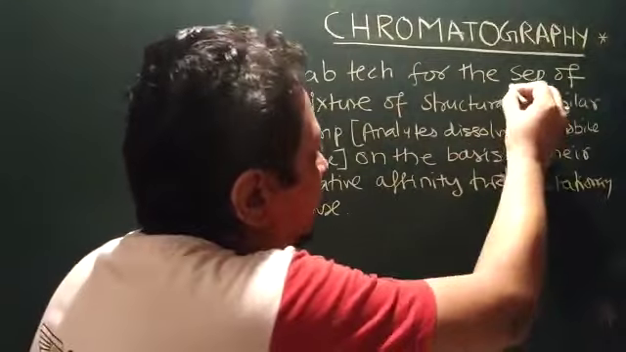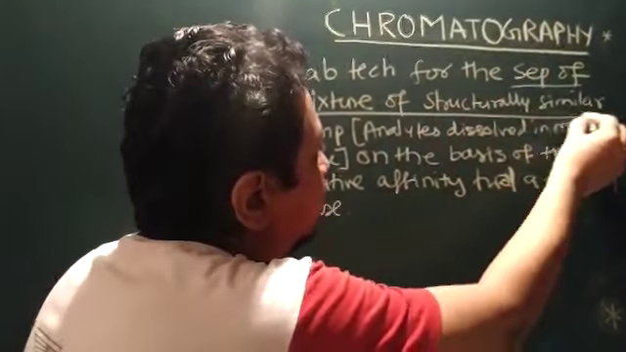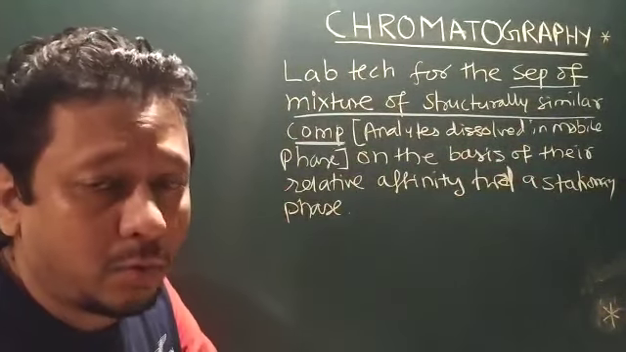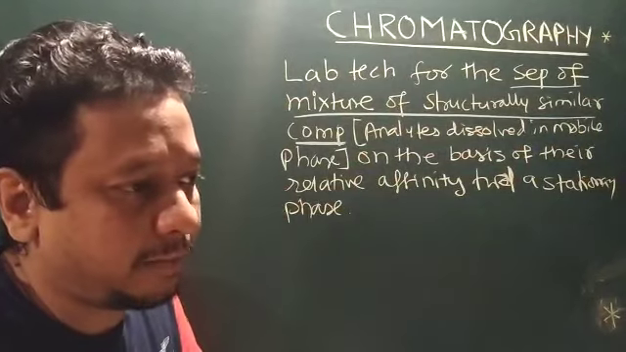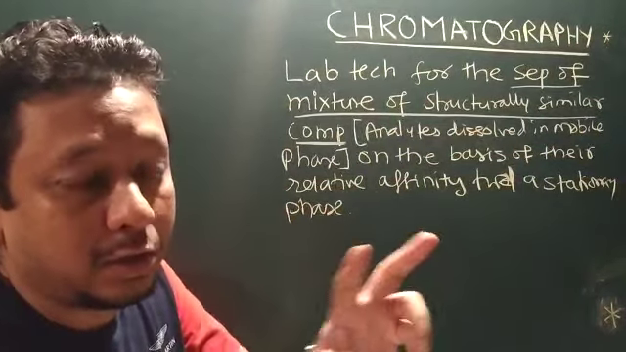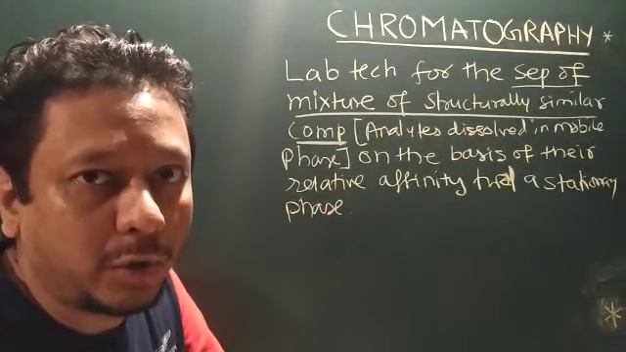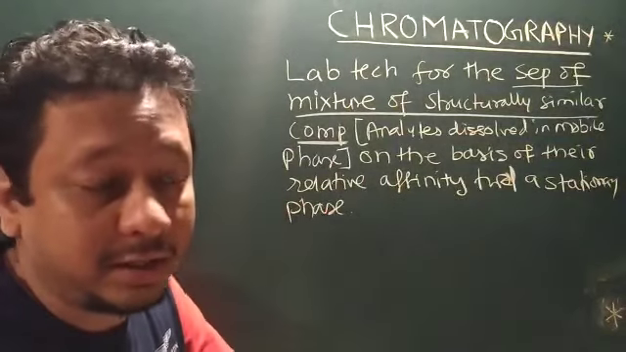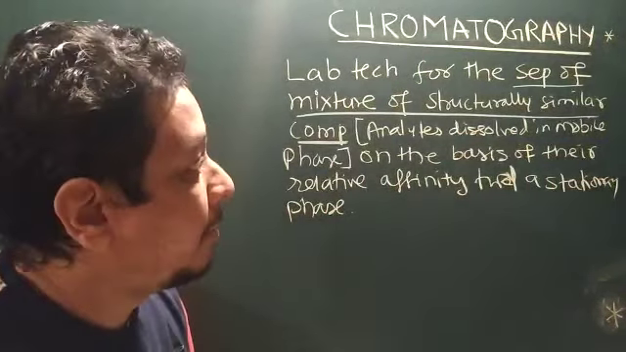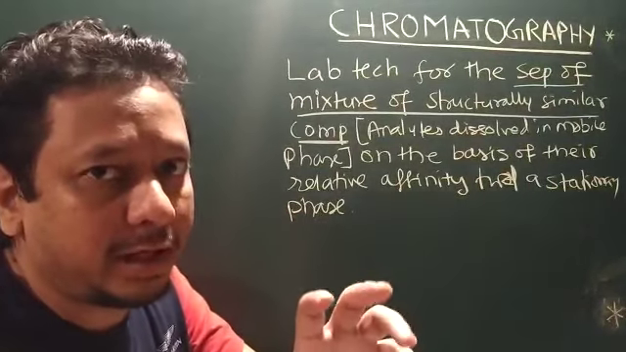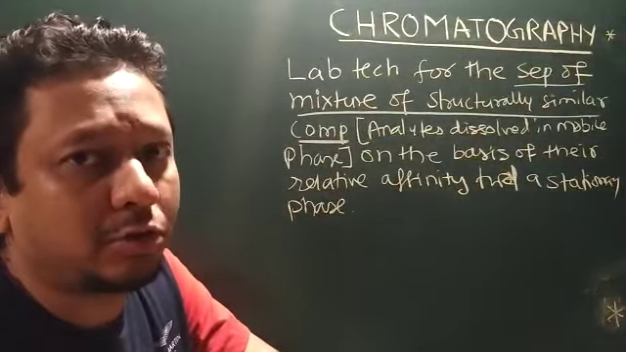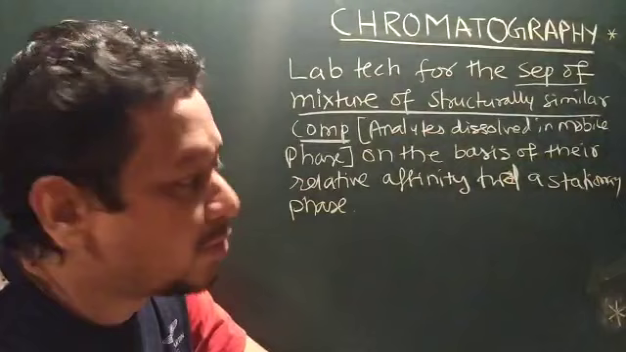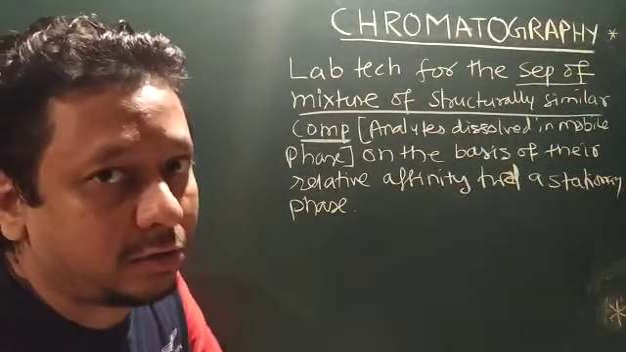First of all, the separation of mixture of structurally similar compounds. Okay, so if the compounds are not structurally similar, they have a wide range of solubility. For example, two different solids have a different solubility altogether, so you can easily separate them with the help of filtration, or decantation if it is solid and liquid. But if the structures are quite similar and they have a narrow range of solubility, that means they can dissolve in one or two solvents easily.